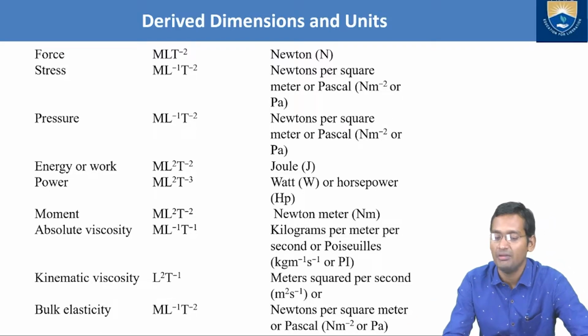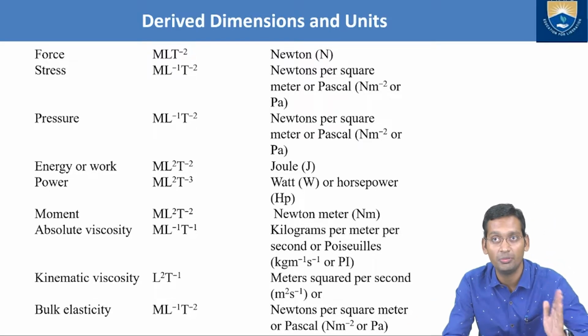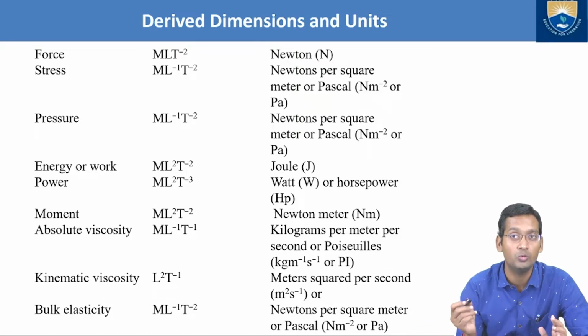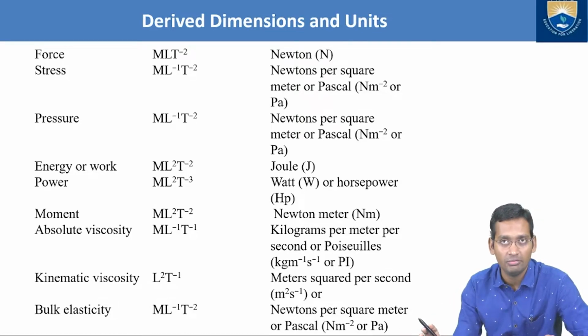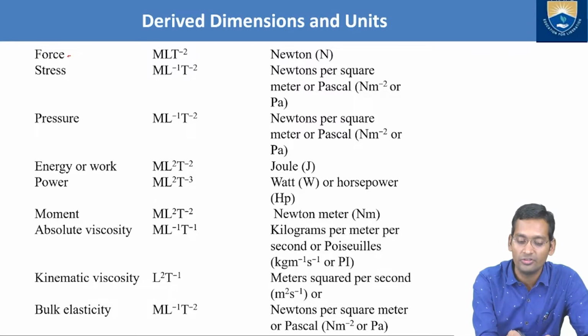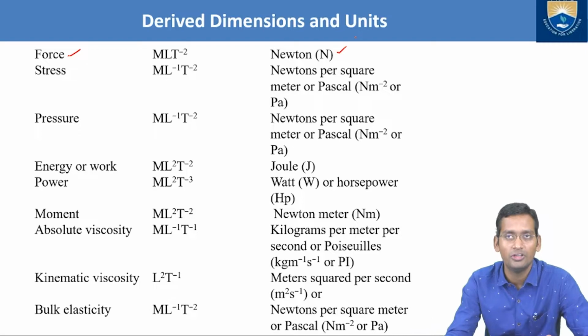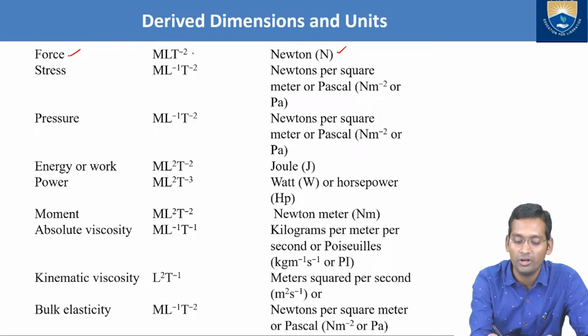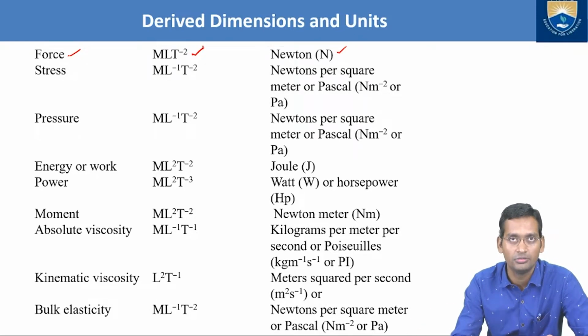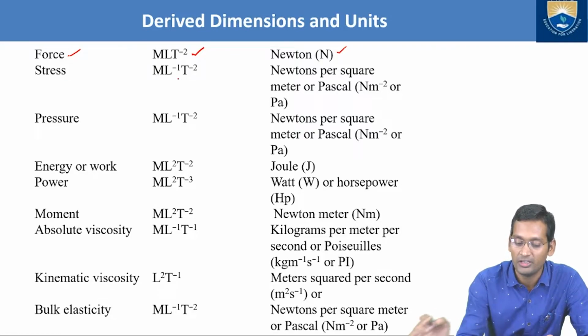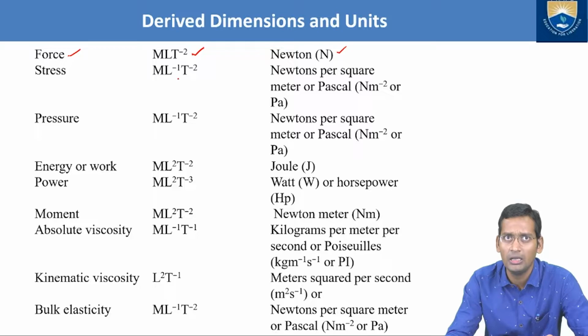Now derived dimensions and units means that using the previous fundamental quantities, we can derive these things. The first one is force. Generally we are using Newton. The dimension is MLT minus 2. Then stress, which is ML minus 1 T minus 2.